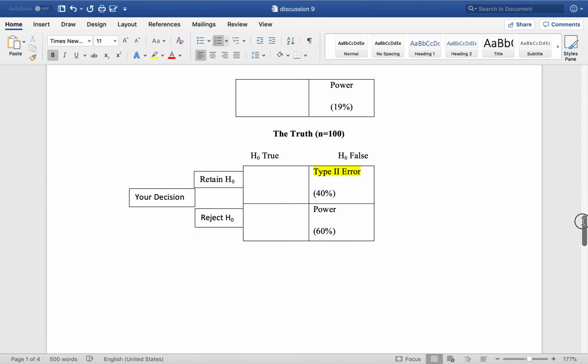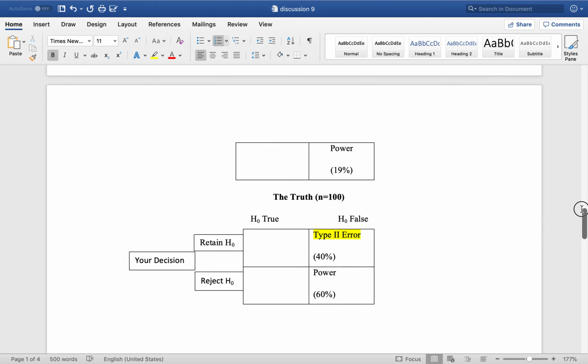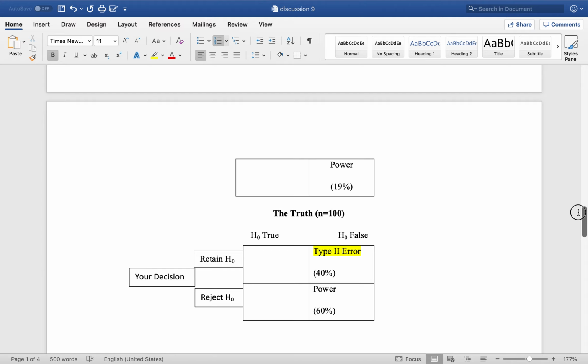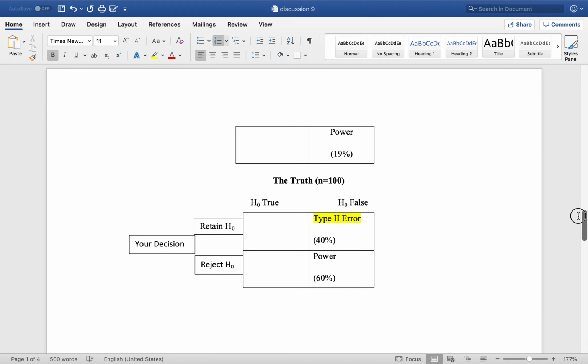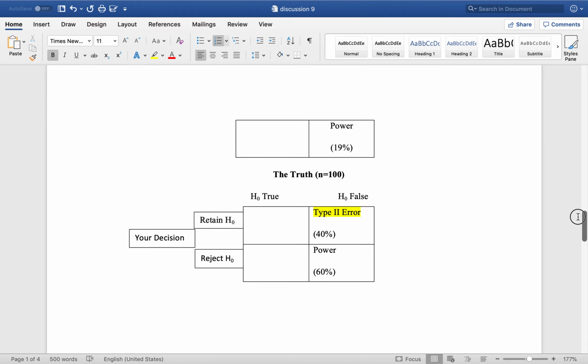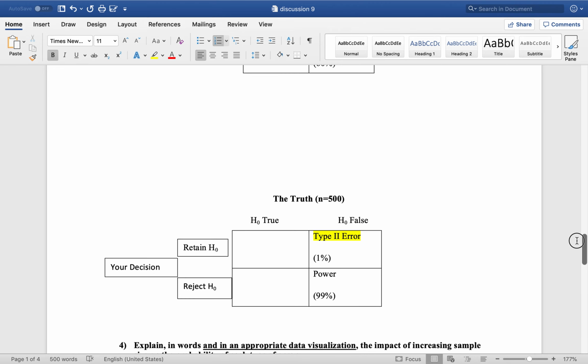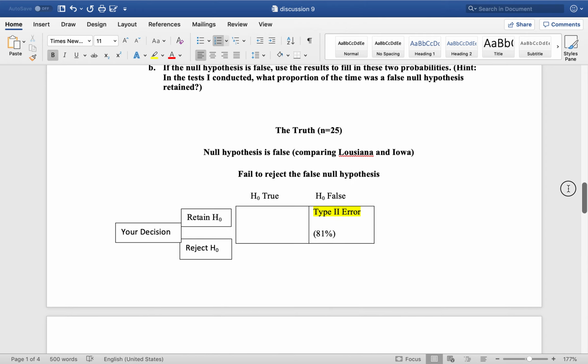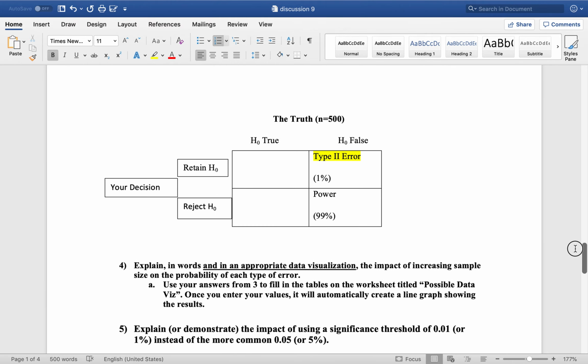And then for n equals 100, again, we are failing to reject the false null hypothesis. And I said it was a type 2 error, and that was 40%, and then the power was 60%. And then when n equals 500, I also got a type 2 error for this, and that was 1%, and the power was 99%. And again, we're failing to reject the false null hypothesis.